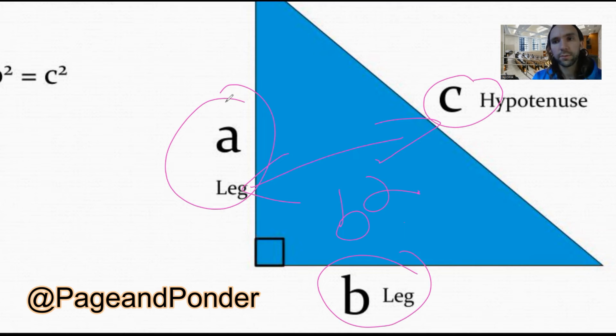And we can't switch the hypotenuse though, because that wouldn't work, right? Because the commutative property is the property of real, rational, and irrational numbers that states that the sum or product of two terms is unaffected by the order in which the terms are added or multiplied.